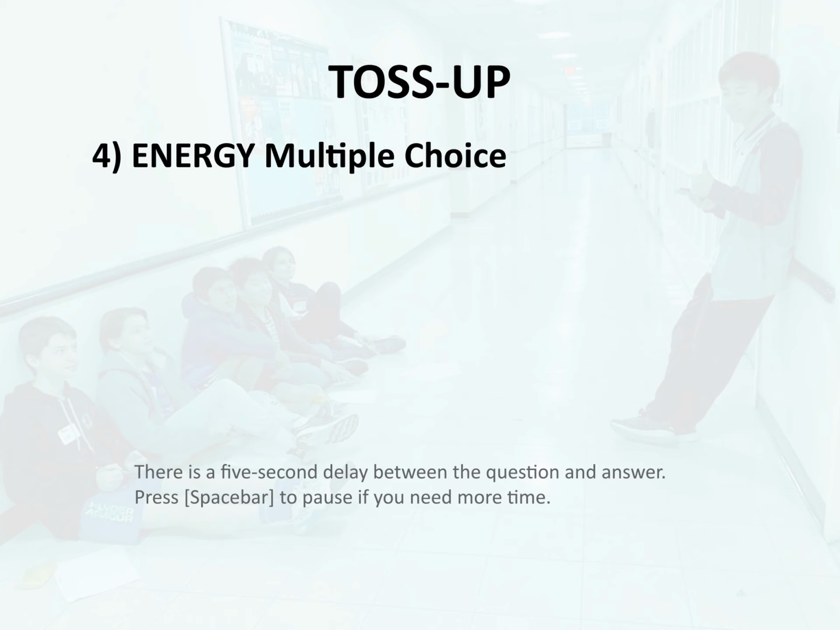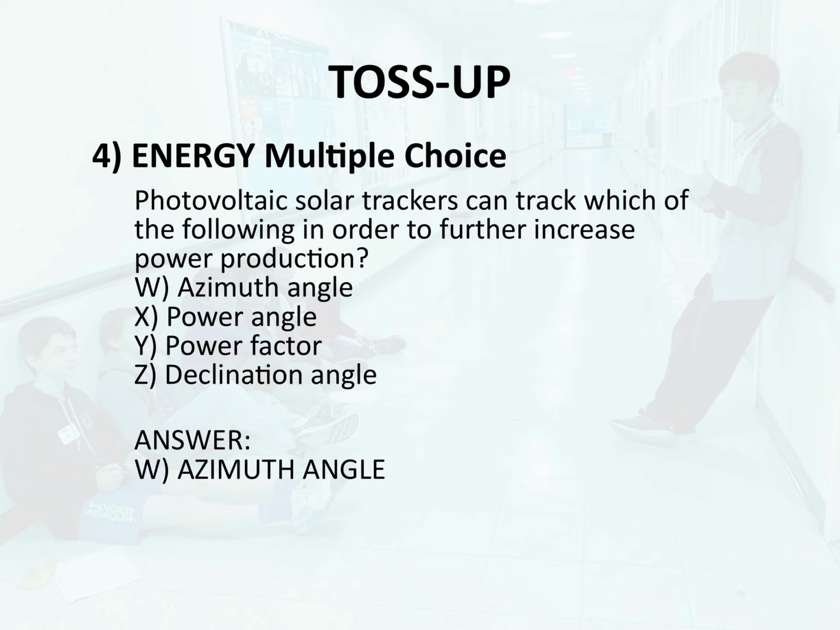Toss-up 4. Energy. Multiple choice. Photovoltaic solar trackers can track which of the following in order to further increase power production? W. Azimuth angle. X. Power angle. Y. Power factor. Z. Declination angle. Answer. W. Azimuth angle.